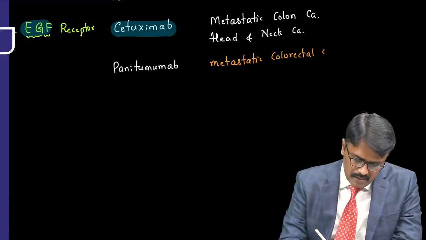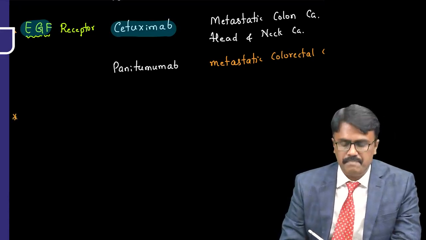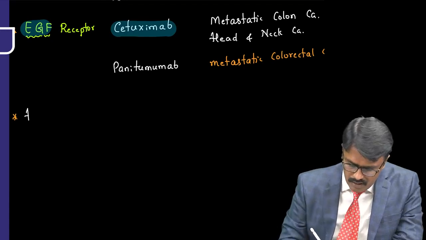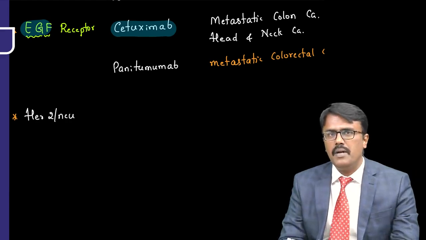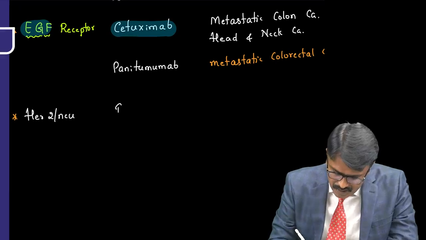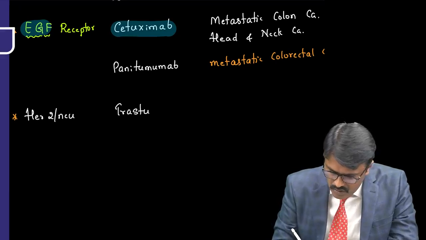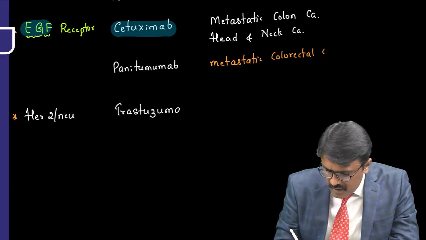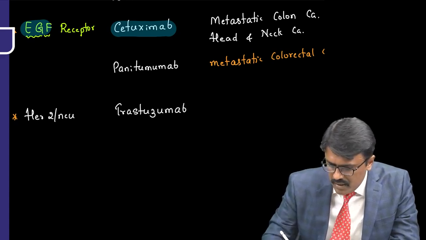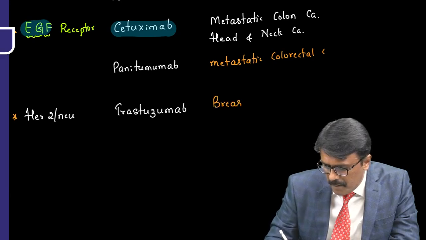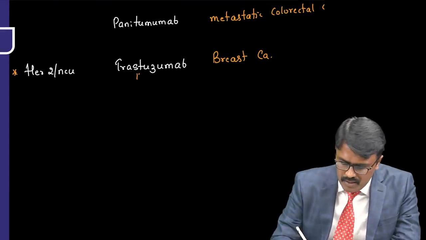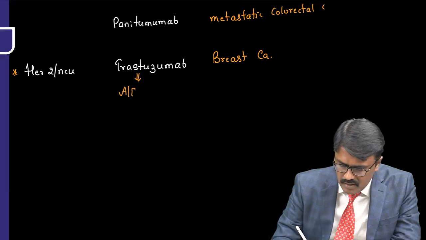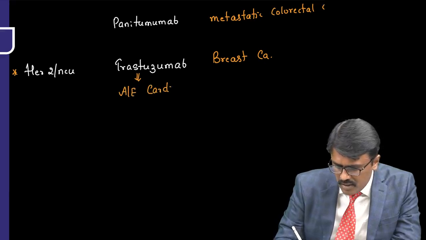So once we are done with that, let us move on to the next growth factor. That is called HER2/neu. So HER2/neu is a type of epidermal growth factor. The drug that blocks is called trastuzumab. Trastuzumab, the major use of that drug is breast cancer. But one of the adverse effects of the drug is cardiotoxic. It is cardiotoxic.